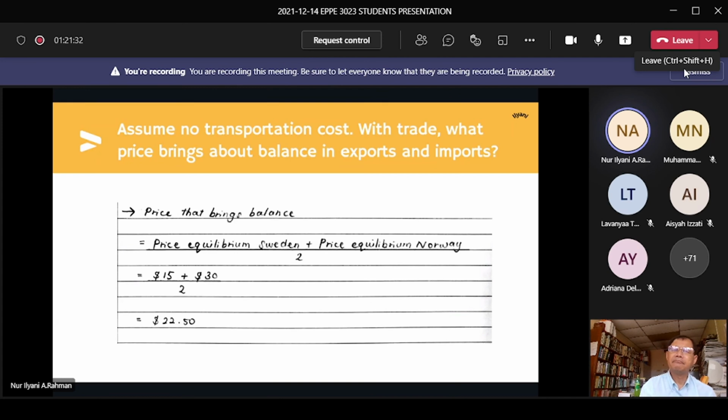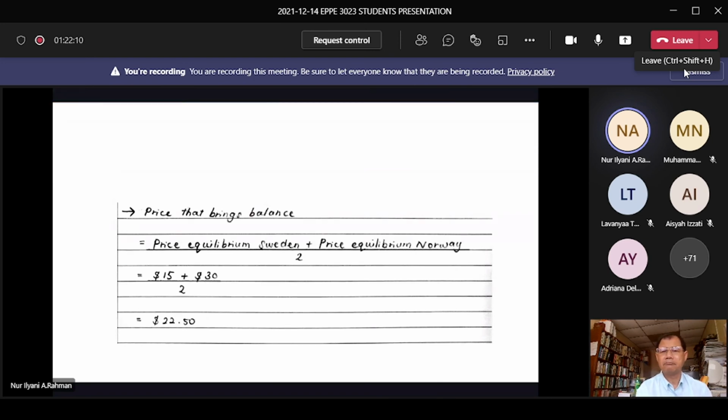Okay, I will continue the next question about assume no transportation costs. With trade, what price brings about balance in exports and imports? The formula is we need to sum up the price equilibrium from two countries, which is Sweden and Norway, and we need to divide by 2. Mazato had explained how to get the equilibrium price for both countries, which is $15 for Sweden plus $30 for Norway, and we divide by 2 and we got $22.50.